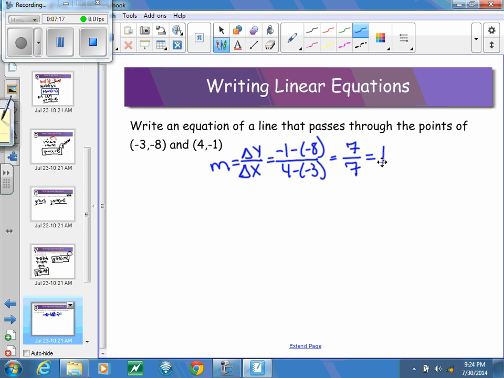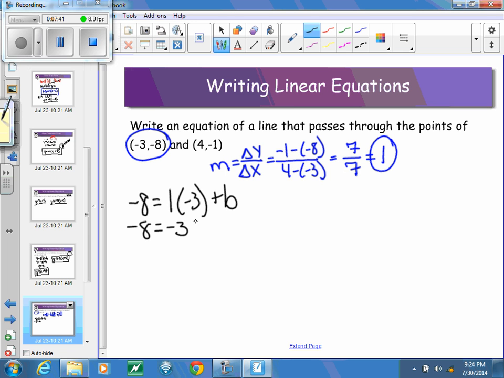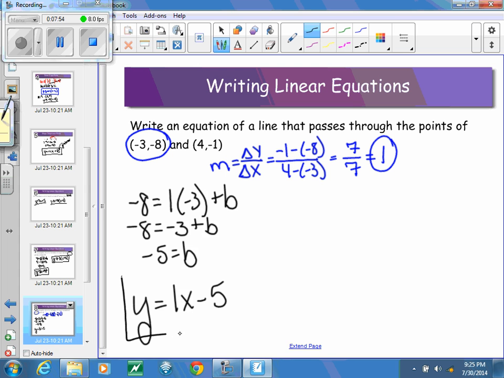Now, putting this in slope-intercept form, we need to find our y-intercept, which is neither of these 2 points. By just picking one of the points and using our slope, we can find that y-intercept right away. So y equals mx plus b, so negative 8 is equal to 1 times negative 3 plus b. So negative 8 equals negative 3 plus b. Add 3 to both sides. Negative 5 is equal to b. So there's my y-intercept.